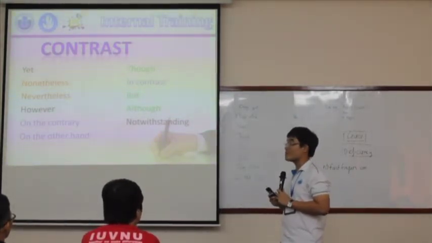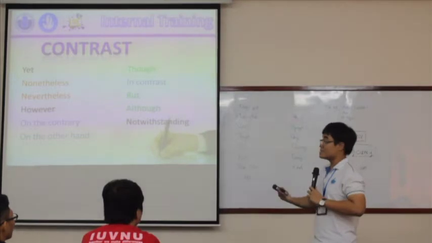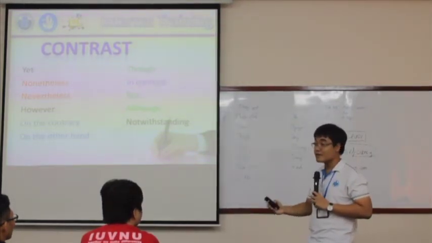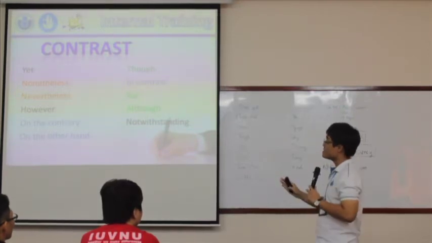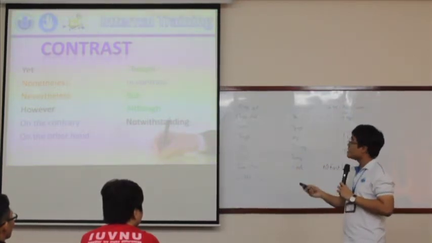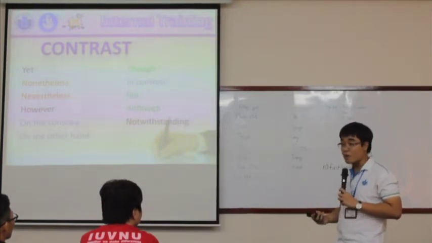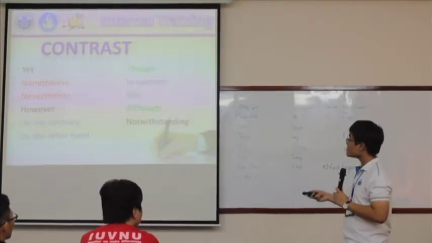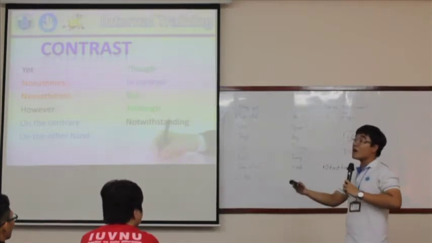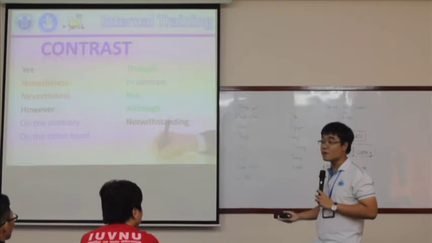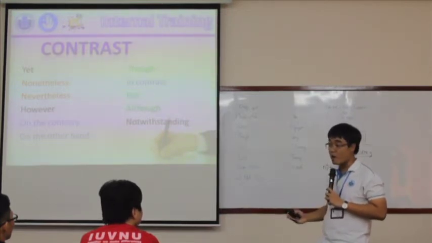I'll give you an example. Like, although it's raining really hard today, I still go to school. Then it's a correct sentence, and you can change it using "but": it's raining really hard today, but I still go to school. It's still correct. But if you combine them together, like, although it's raining really hard today, but I still go to school, then it's completely wrong.